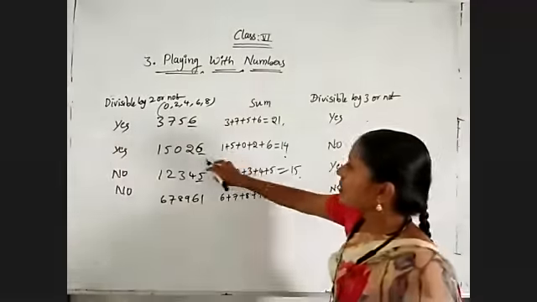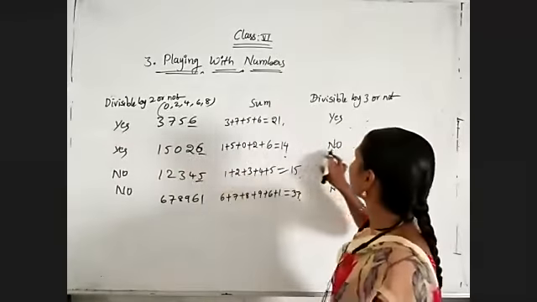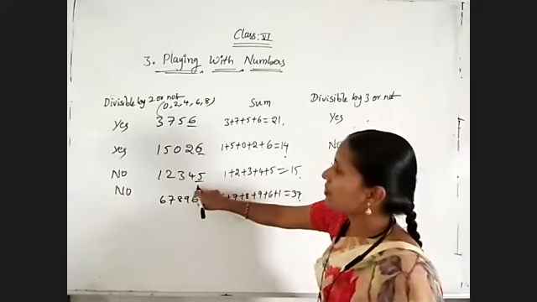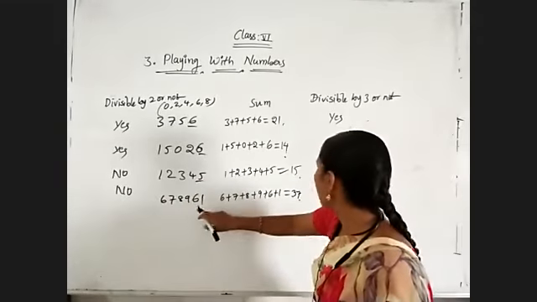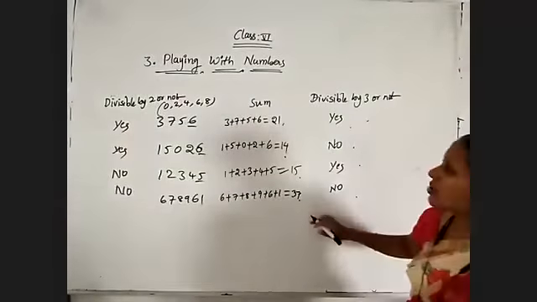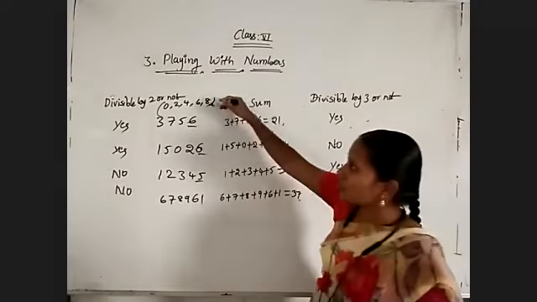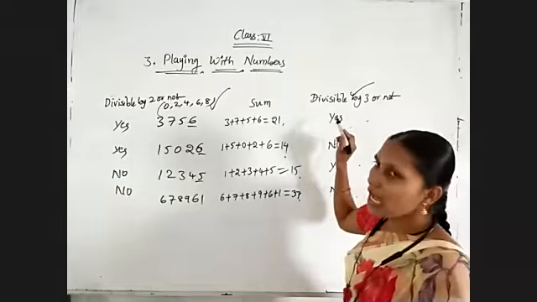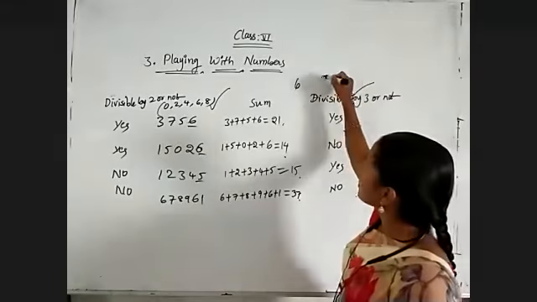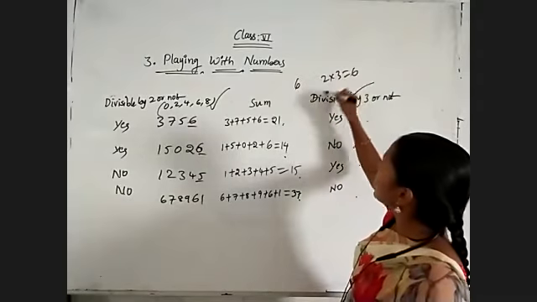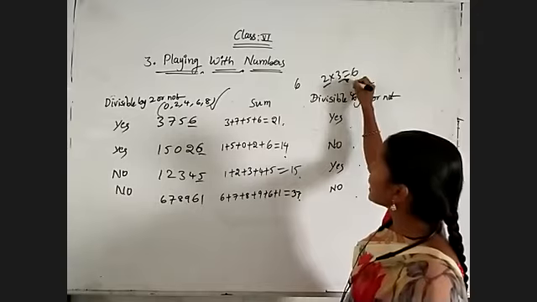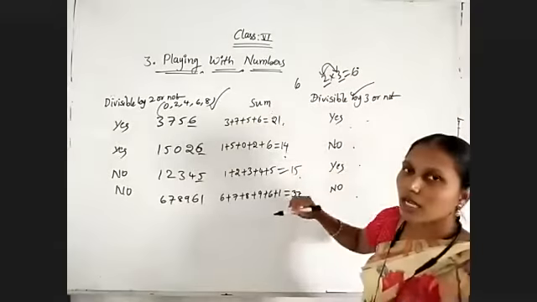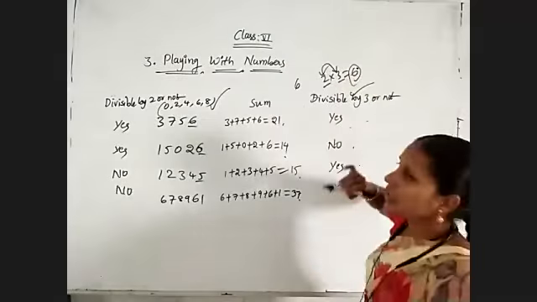Remaining, this number is divisible by 2 but not divisible by 3, and this number is divisible by 3 but not divisible by 2, and it is not divisible by 2 as well as 3 also. So the numbers which are divisible by 2 and 3, those numbers are also divisible by 6, because 2 3s are 6. If a number is divisible by 2 and 3, then only it is also divisible by 6. Okay, what is the divisibility rule of 6?